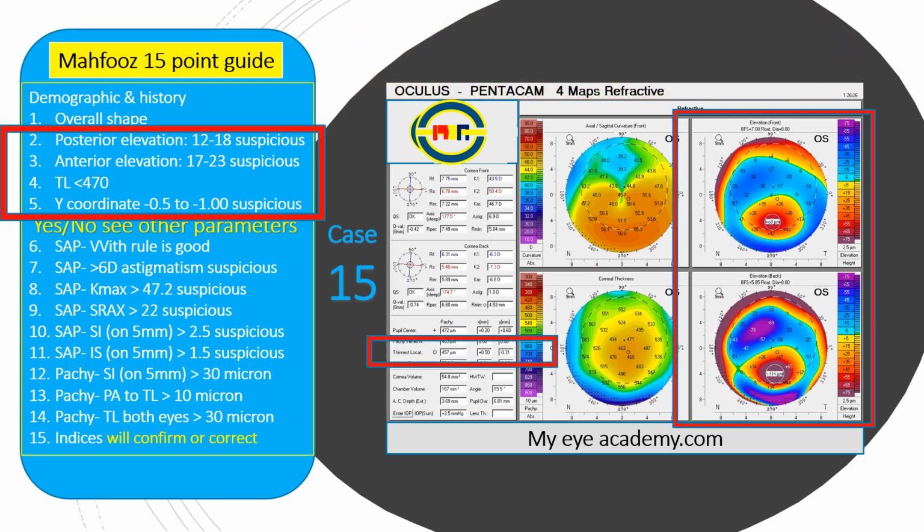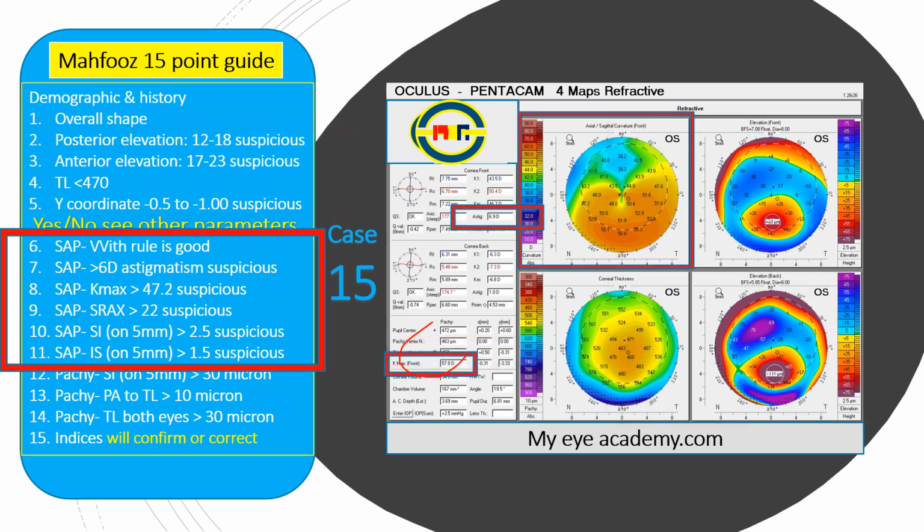Let's see the posterior elevation in the abnormal, anterior elevation in the abnormal range, and the thinnest location is in the abnormal range, though the y coordinate is normal, which means the cone is not displaced, but it is there. So we think this is an abnormal cornea. Let's confirm it with the SAP maps. On the SAP map, look at that.